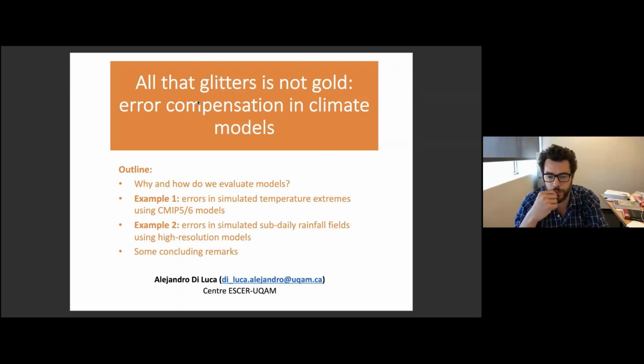I'm going to be talking about error compensation in climate models. Basically, I will go through a very brief introduction, what we are going to look at in the seminar, and then I will go into some detail into examples of the application of compensation of errors. One example looks at errors in simulated temperature extremes using CMIP5 and CMIP6 models, and the other looks at errors in simulated sub-daily rainfall fields, 3-hourly rainfall, using very high resolution models, including convection permitting models. And then I'll finish with a few concluding remarks, and hopefully we can have some discussion and questions after that.